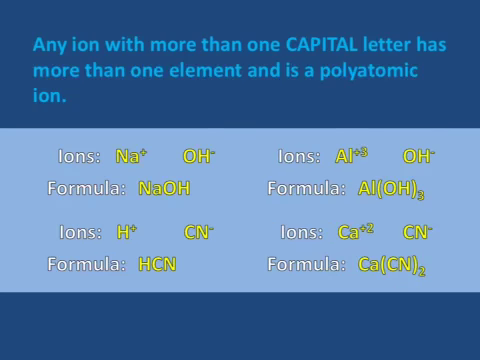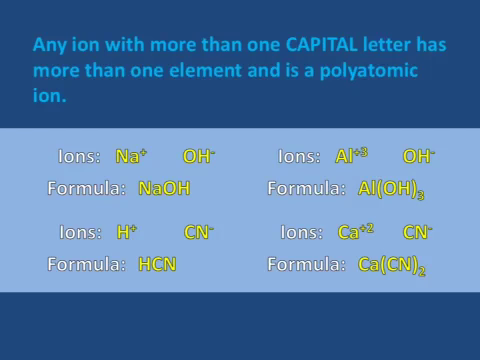All right, so how do you tell if you have a polyatomic ion or not? Any ion that has more than one capital letter has more than one element and is polyatomic. Every time you write chemical symbols, there are lots of elements that have 2 letters. But even when you look on the periodic table, you'd notice that even the ones with 2 letters only have 1 capital letter. With polyatomic ions, because you have more than one element written together, you're going to have more than 1 capital letter. So if you see more than 1 capital letter, you're dealing with a polyatomic.